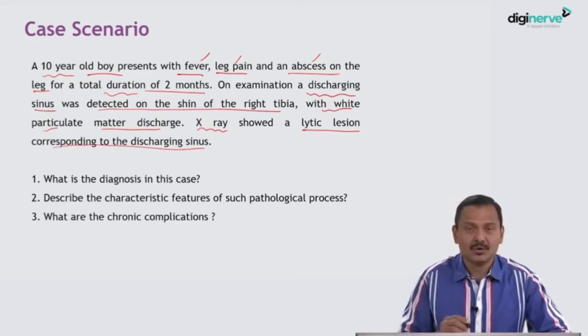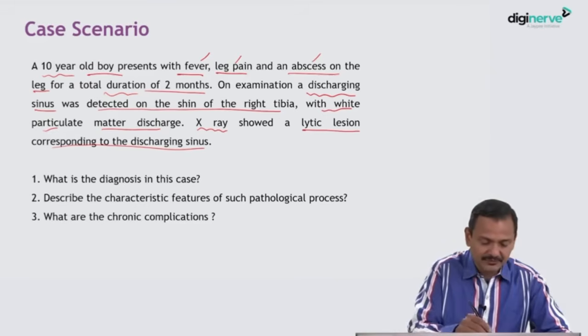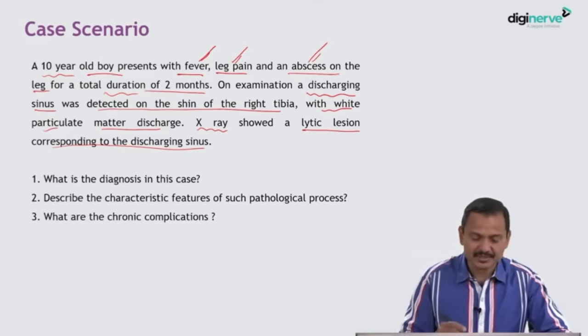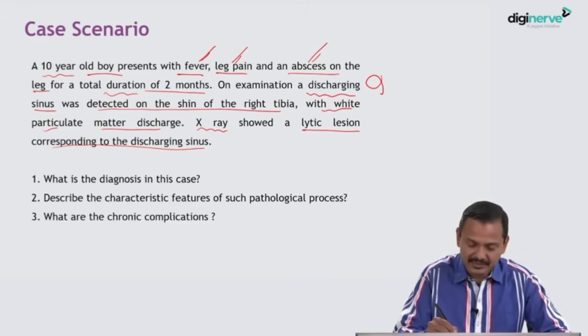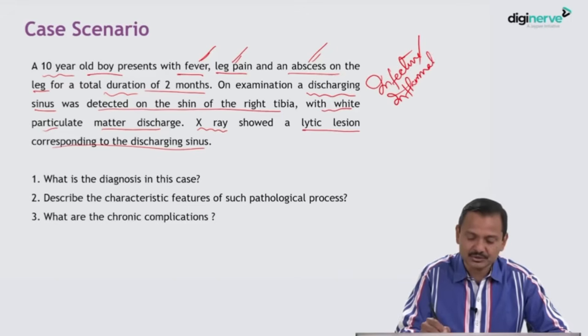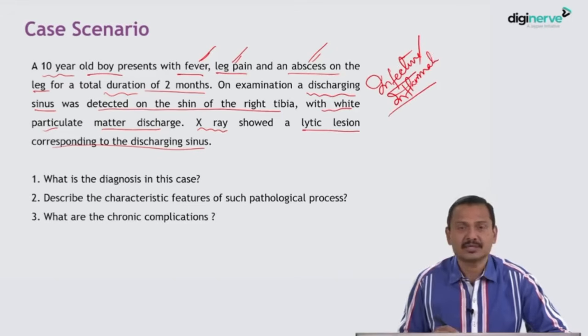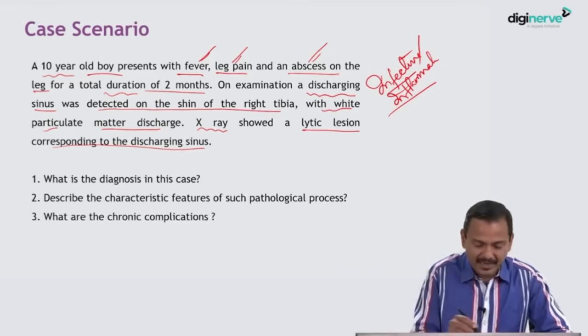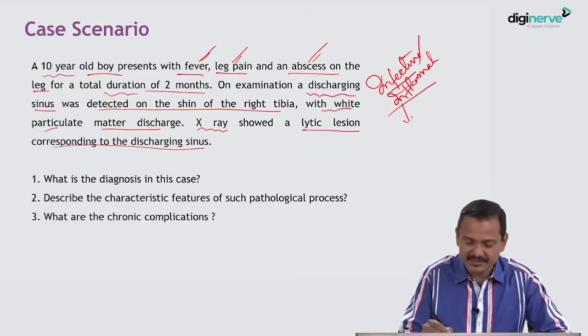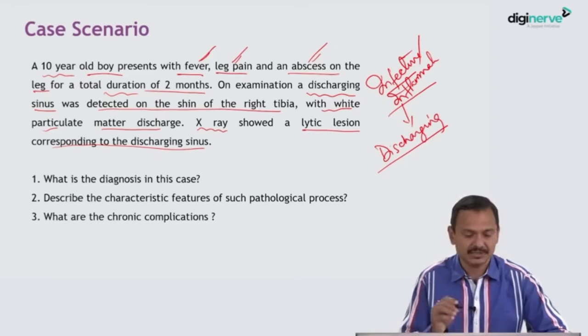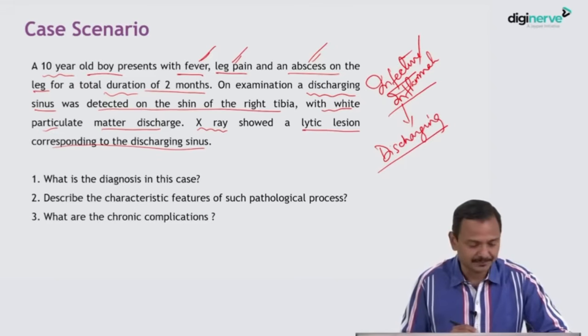If we assimilate all the findings, fever, leg pain and abscess or swelling are indicative of an infective or inflammatory process. So we are sure there is an infection or inflammation. Then there is a discharging sinus. Now a discharging sinus can be there in any kind of infection and inflammation. It is not specific for anything.